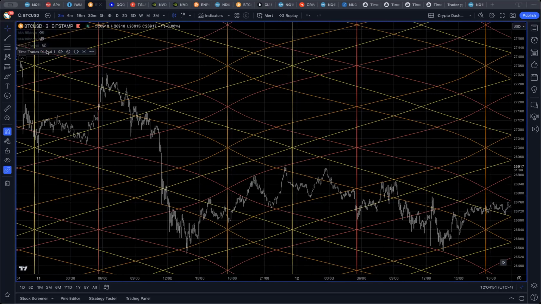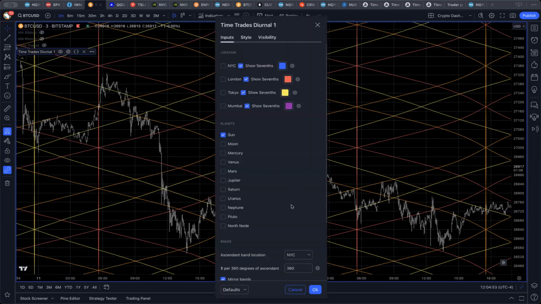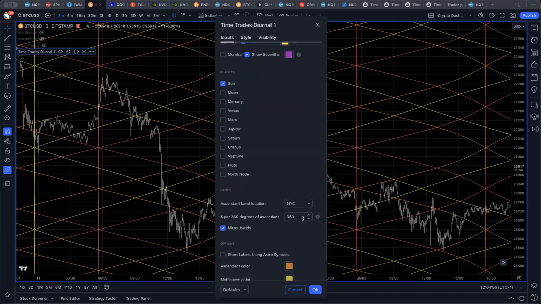The settings I'm using here for Bitcoin are New York City, 360, and mirror bands. Now, the thing about Bitcoin, of course, it's a 24/7 market. So as the sun moves around, well, the sun doesn't move, of course, but as the Earth rotates, you're going to have to adjust your ascendant band location and tweak it. So as we head into the evening here in North America, I will adjust this to show the ascendant location for Tokyo.